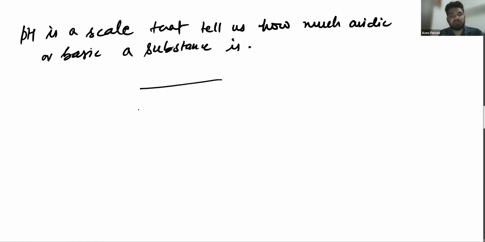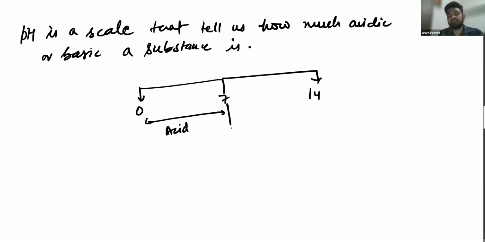We can write it. This is going to be value 0, then 7, and then 14. If the pH of a solution lies between 0 and 7, then it is acidic. If it is exactly 7, it is neutral. And if it is between 7 and 14, then it is basic. Got it? Yes, sir. Okay, note it down.